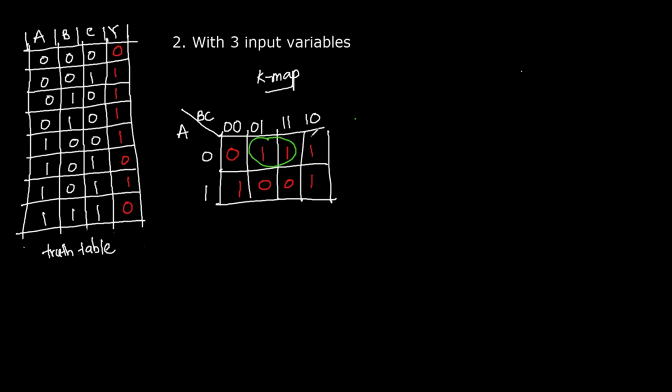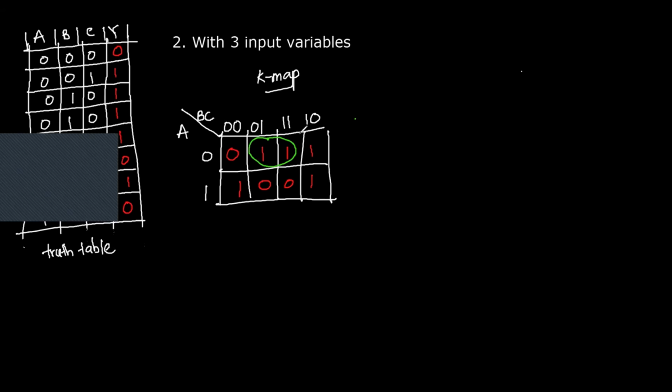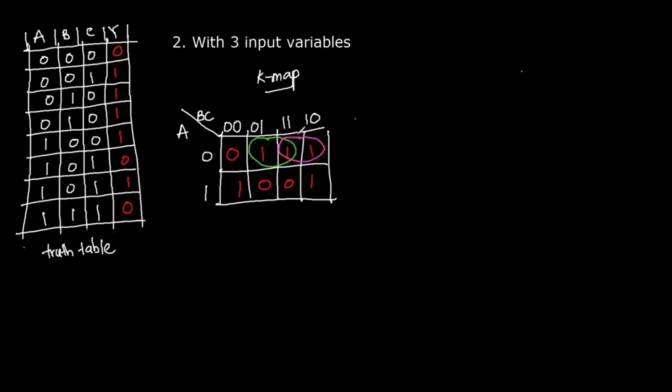In this case, we can either group these two together, using another color, or we could go with this option. So either one is correct. In combinational logic circuits or solving K-maps, there is no hard and fast rule that you can only have one answer.